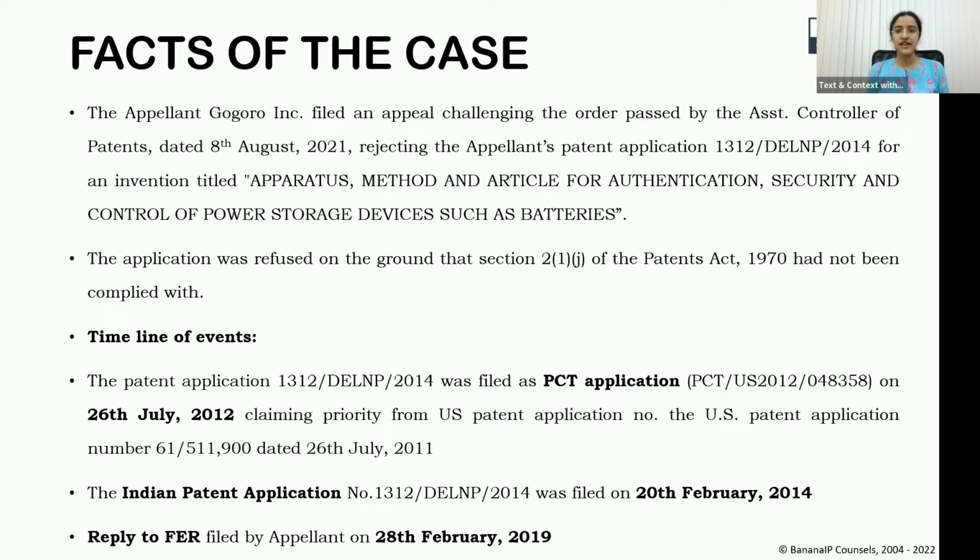2021, rejecting the appellant's patent application for an invention titled Apparatus, Method, and Article for authentication, security, and control of power storage devices such as batteries. The appeal was filed under Section 117A of the Patents Act. The particular application was refused on the ground that Section 21J of the Patents Act 1970 had not been complied with. The timeline of the events is as follows.